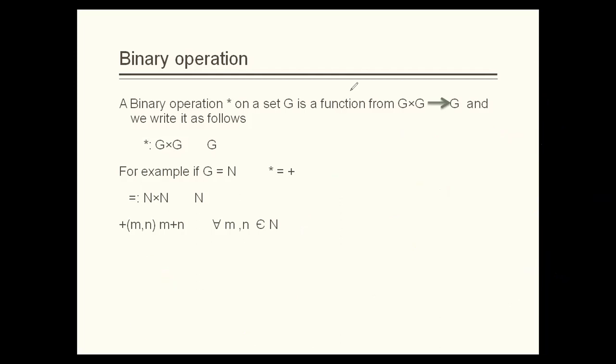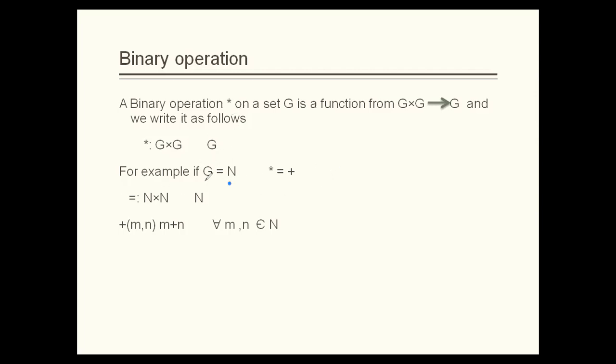So binary operation is a binary operation, G cross G. What is G cross G? G cross G is a Cartesian product, and the Cartesian product is defined from G to G. For example, we have a set and define an operation from the set to itself, and our answer remains in that set. So this is the binary operation.